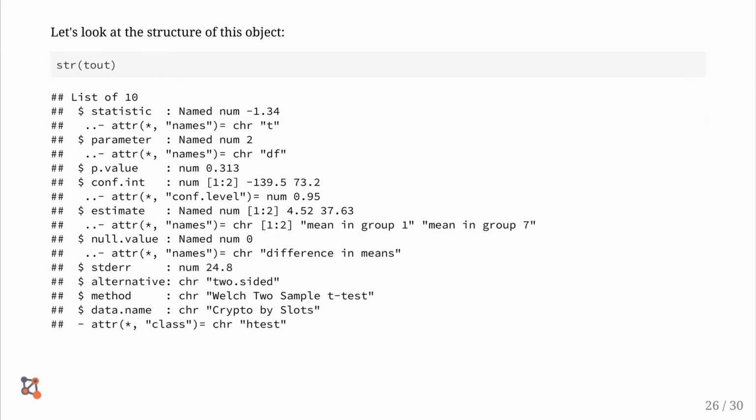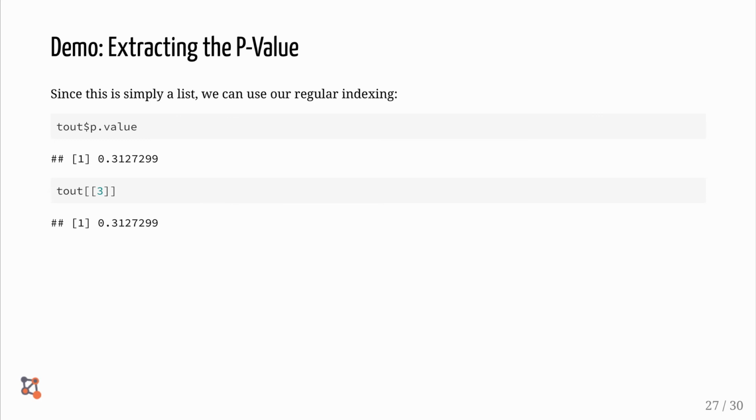Let's have a look at the structure of this object. Let's extract a p-value from the t_out object. Since this is simply a list, we can use our regular indexing, t_out$p.value. We could also use list indexing.